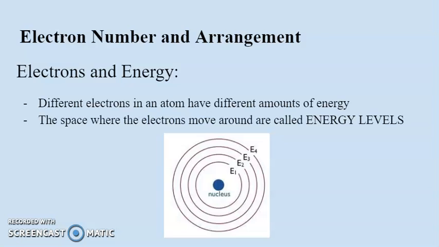So those first 2 bullet points stated that different electrons in an atom have different amounts of energy, and the space where these electrons move around are called these energy levels, as you can see in this image that was the first slide, where it's E1, E2, E3, and E4. So E1 is going to have less energy than the ones that are in E4. So E4 is going to have the stronger energy.